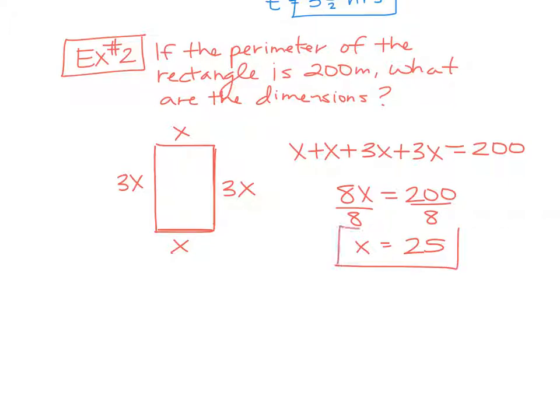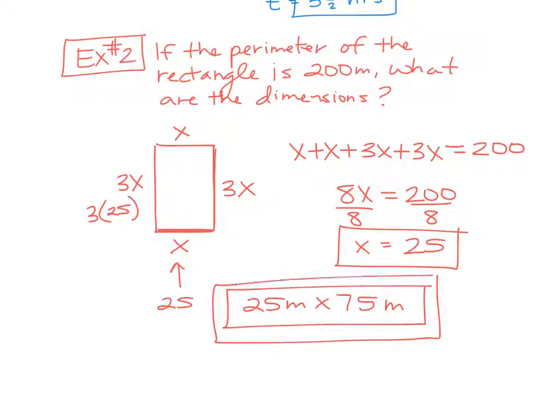Okay. Are we done? No. What was the question? What are the dimensions? So the dimensions are one side by the other side, the length by the width, or however you want to think of your dimensions here. So what are your dimensions? So this one's 25, right? So you're just doing 3 times 25 for your other side. So it would be 25 meters by 75 meters. So that is your answer.